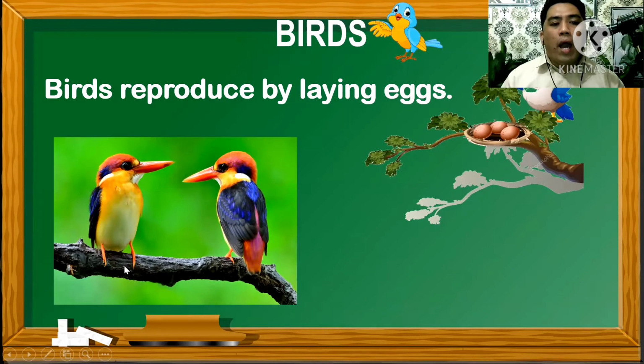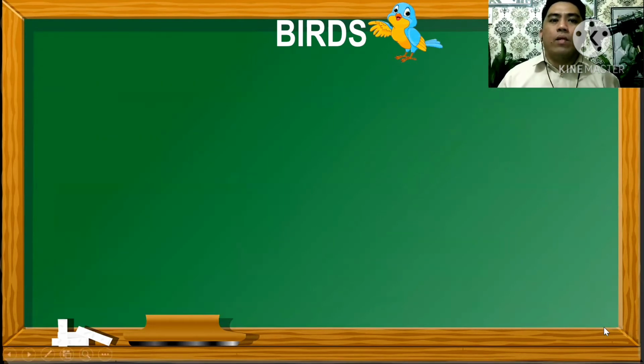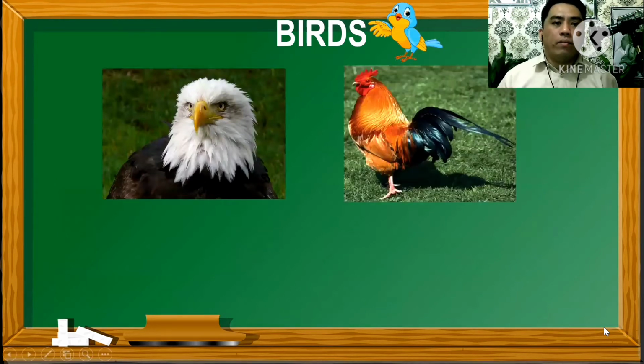Okay. How about this picture class? Can you identify how many legs do birds have? How about the wings? Okay. So birds possess one pair of legs and one pair of wings. Okay. So isang pares ng paa at isang pares ng pakpak. Okay. Can you name these animals, class? Okay, so this is an eagle and this is a rooster or a chicken or tinatawag sa kantang manok na pula. Okay.